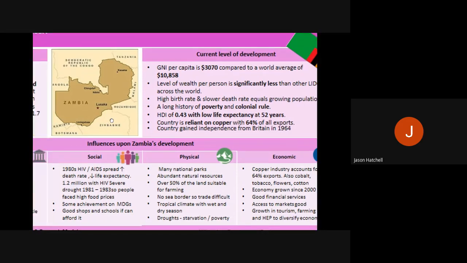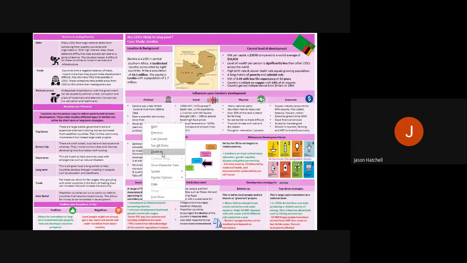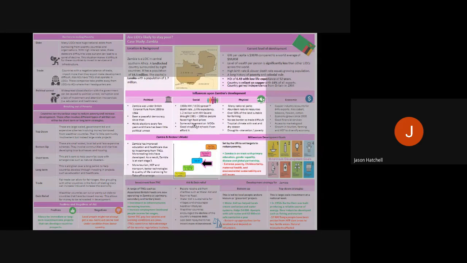So what we're going to do now is, and I'm just going to zoom out for you so you can see, we're going to move on to what influences Zambia's development. So we're looking again at SEEP here, those social, economic, political, etc. ties to what happens in Zambia. So essentially we're looking at its characteristics. So let's start with its political characteristics.